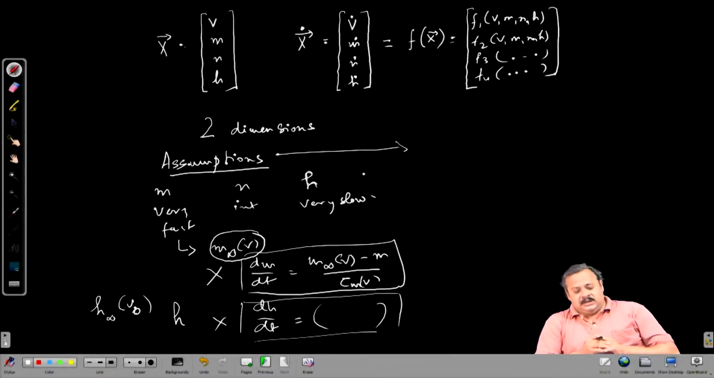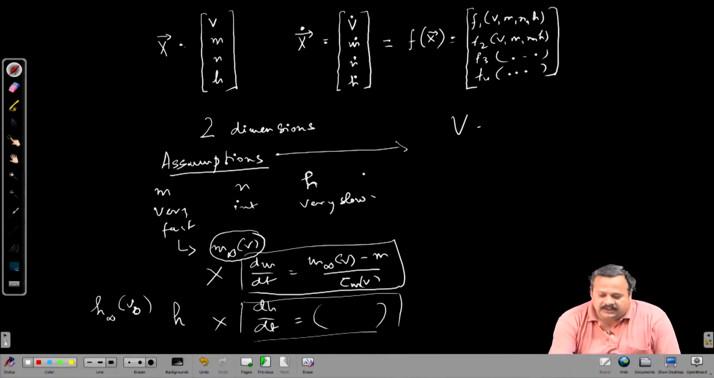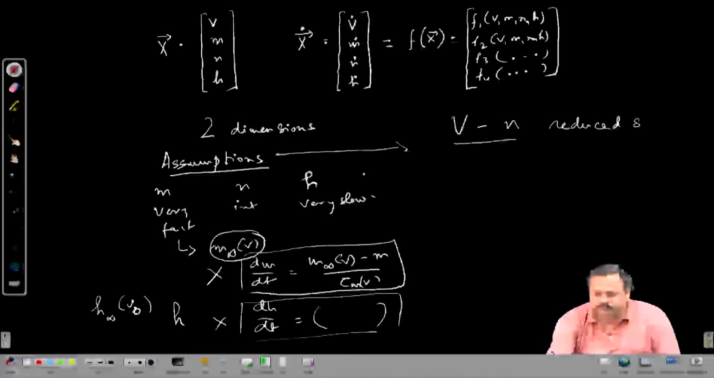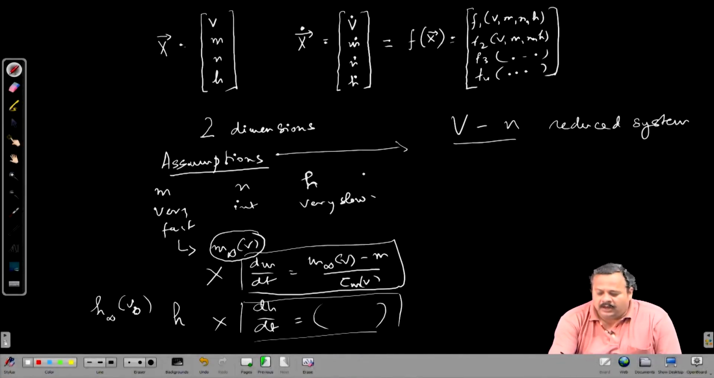And similarly, because of the time scales at which h starts to change, we won't be able to accurately show the behavior of the system with the v and n kind of system. So, what we have is something that is called the v n reduced system, where m is fixed to m infinity of v and h is fixed to h infinity of v naught, where v naught is the initial voltage.